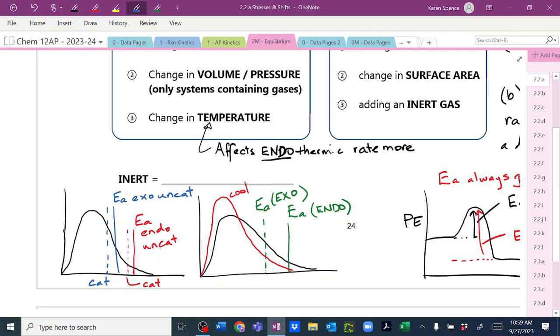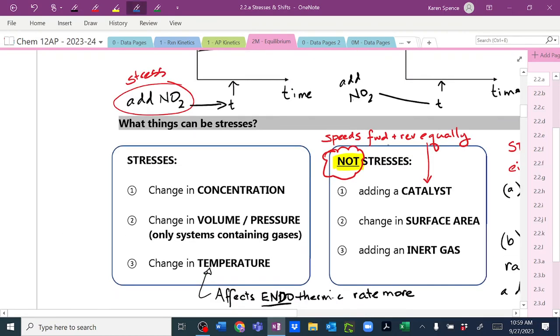Okay, so a catalyst speeds up the forward and reverse rates equally. Surface area also speeds up the forward and reverse rates equally. You have more area on which the forward rate can occur, and you have more area on which the reverse rate can occur because you'll be going between phases. So you've increased the surface area for the forward, and you've also increased the surface area for the reverse.